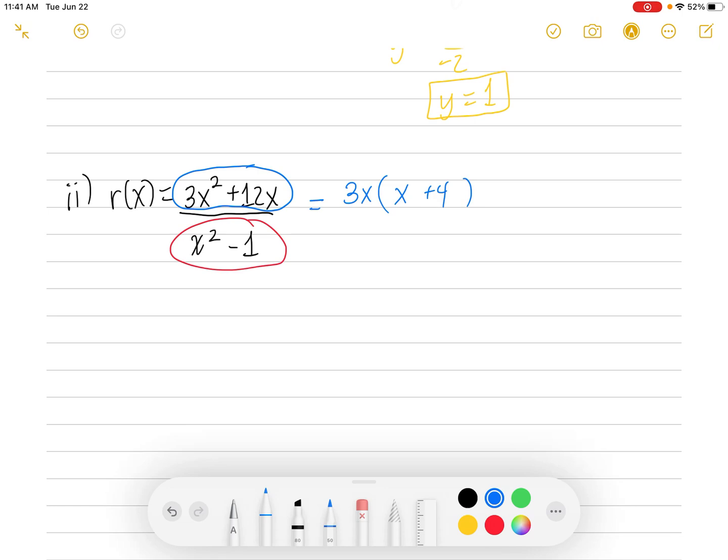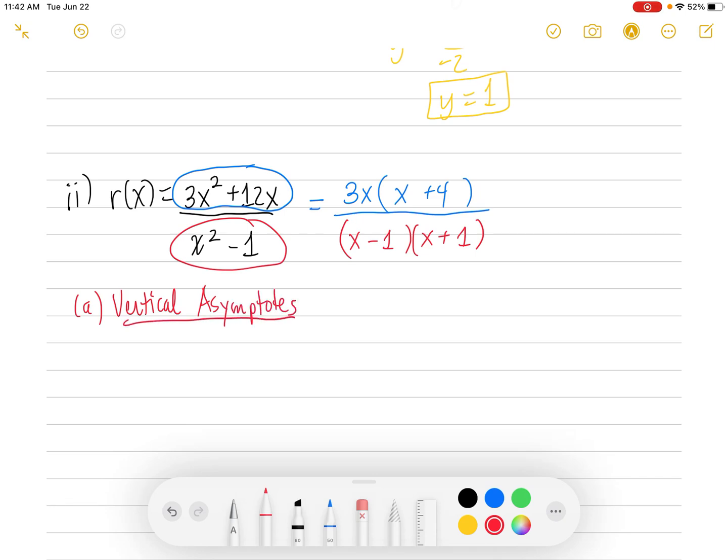And I'm going to put a parentheses, and I've got to figure out what times 3x is going to give me 3x squared plus 12x. Well, that's going to be x plus 4. And I go to the bottom, and that's a difference of squares. You have x squared minus 1 squared, so I can do an x minus 1 and an x plus 1. So I have everything factored. Now I'm going to start with my vertical asymptotes.